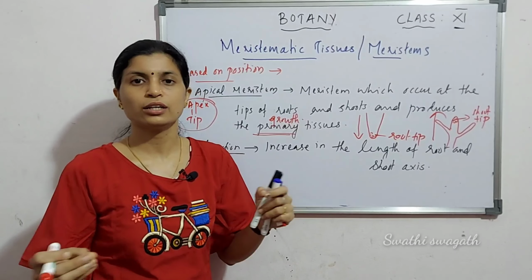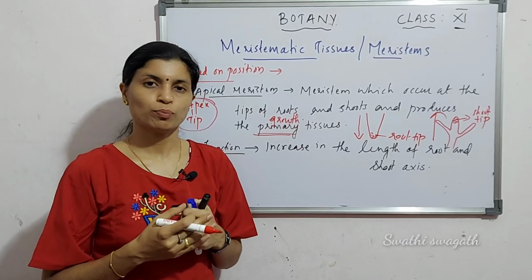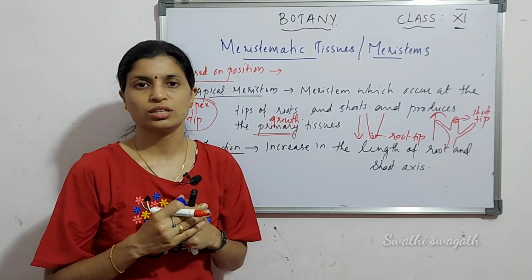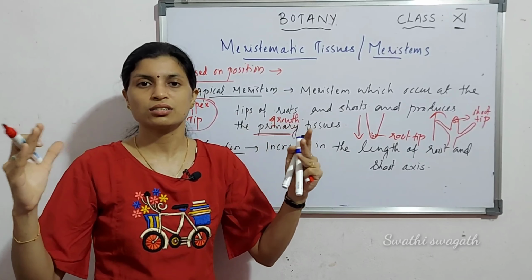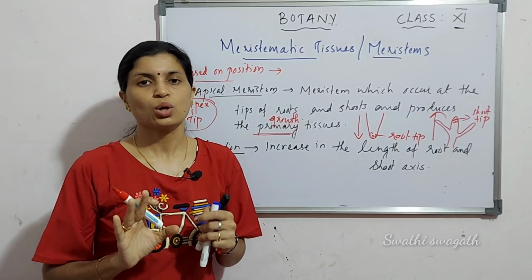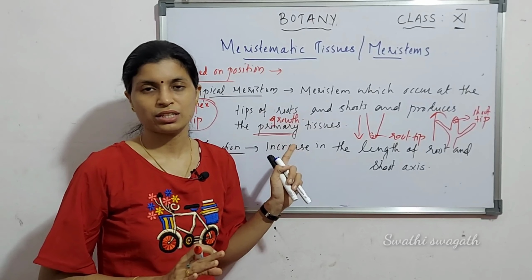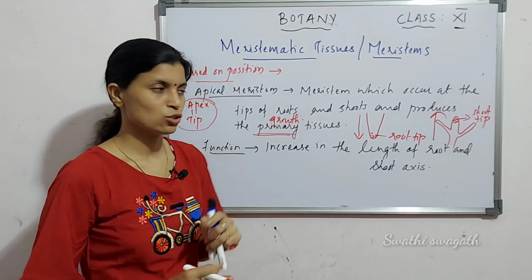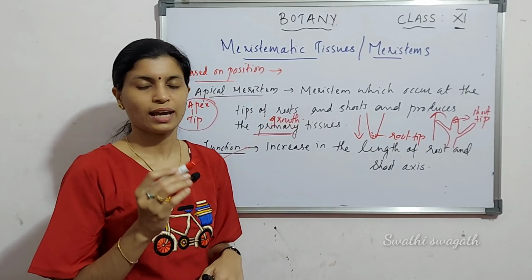The root in length, stem in length. In the primary growing stage, after a plant is planted, the primary growing stage means an increase in its length. After that, its thickness will increase. So the starting stage, meaning for some time the increase in its length, that is called primary growth. This type, apical meristem, mainly helps in the primary growth of a plant. So remember this function: increase in length of root and shoot axis.